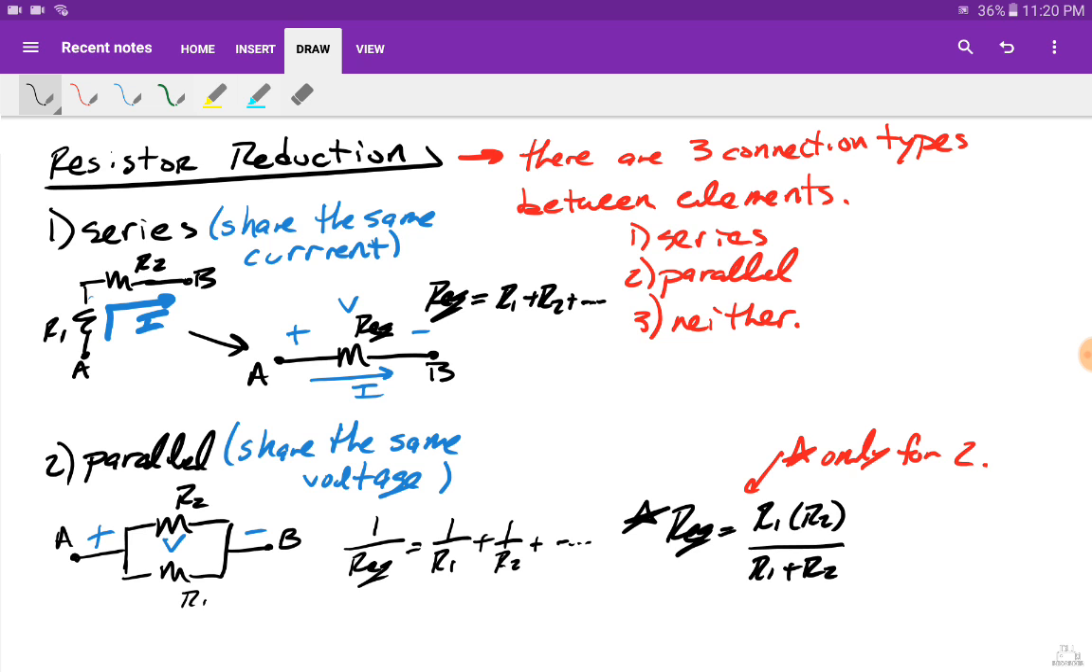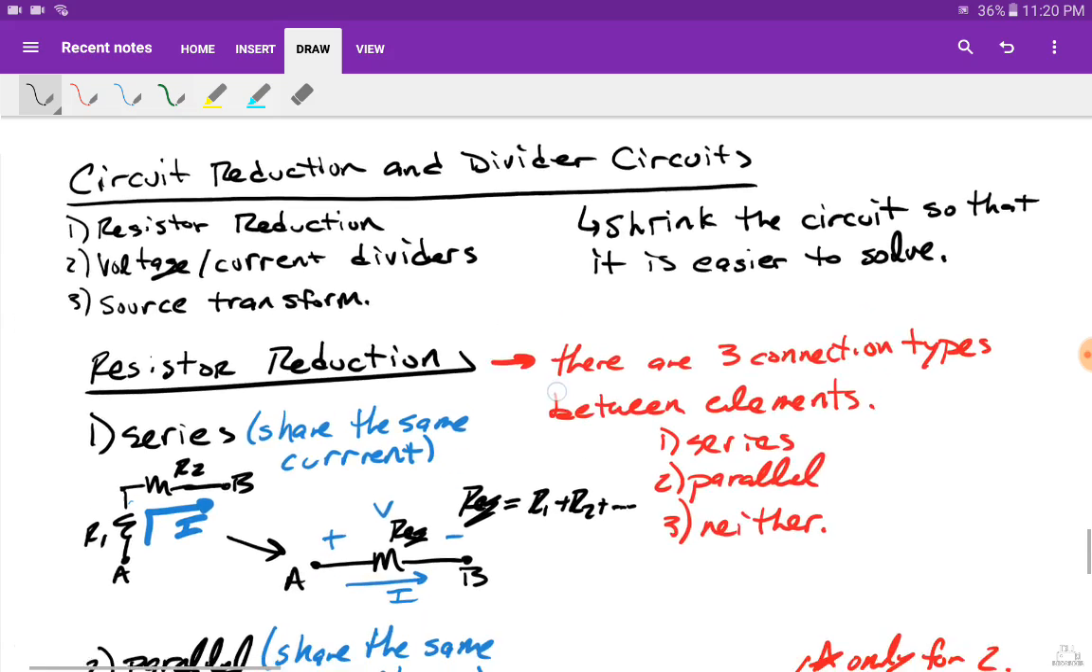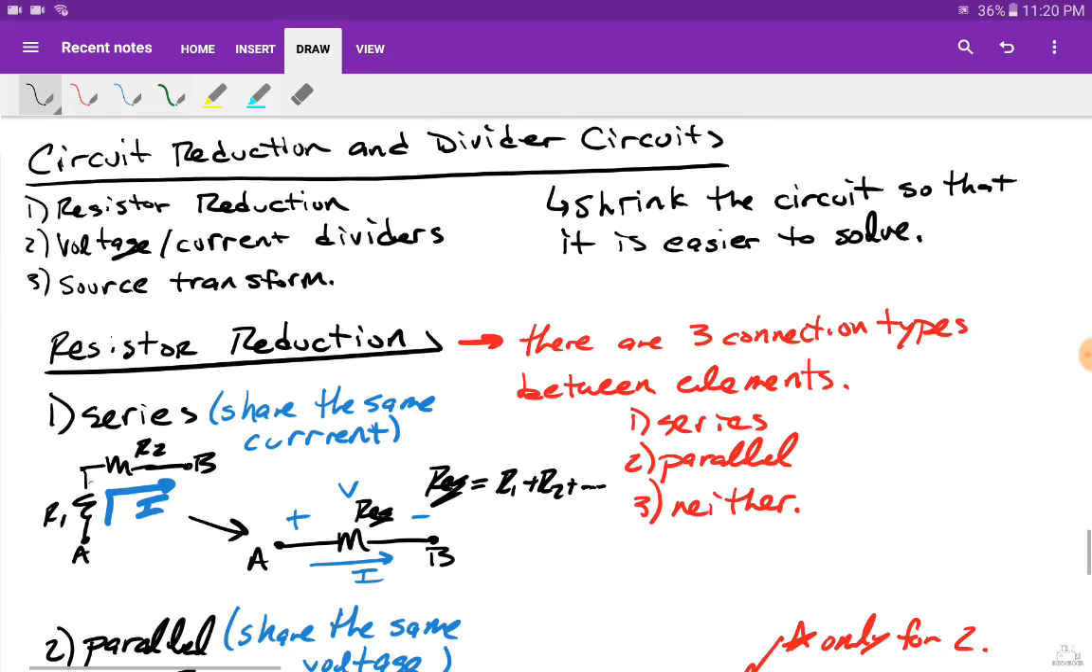So we're going to stop here, and then in the next few videos, we'll talk about the voltage divider and current divider circuits, and then we'll talk about the source transform. But basically, with the resistor reduction, if I have 8 resistors in a circuit and I want to focus on finding the voltage or current through one of them, I can turn the other 7 resistors, the ones that I don't care about, into one resistor, and then I'll be dealing with the circuit with 2 resistors instead of 8, which is a lot easier to deal with. So we'll stop here, and then we'll come back with the voltage and current divider.